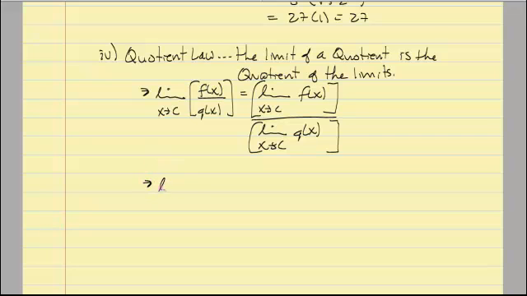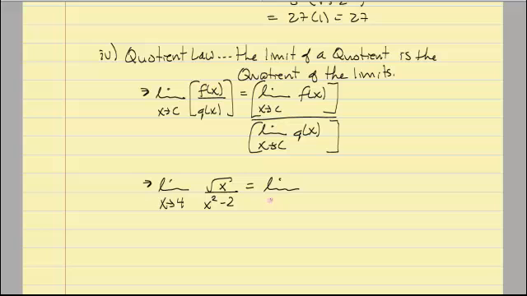Let's go ahead and look at an example. The limit as x approaches 4 of the square root of x over x squared minus 2. Well, I could put 4 directly in, and if I put 4 directly in, I end up with the 2 in the numerator and a 14 in the denominator, so I'd have 1/7. And again, this is what I expect you to do.